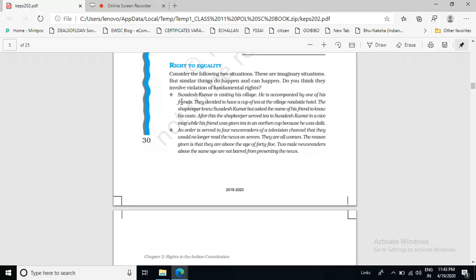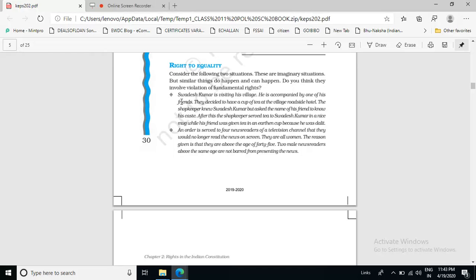So in this example, what we find is that at the tea stall, which is a public place, the owner is discriminating between two people on the basis of caste. The person who does not belong to the Dalit community is being given tea in a mug, and the person who belongs to the Dalit community is given tea in an earthen cup. So this is a kind of discrimination which is based on caste.